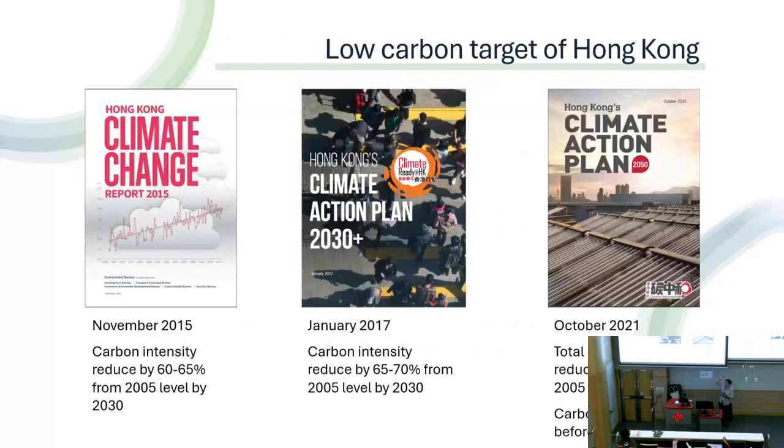So in Hong Kong, three major policy papers or white papers actually came out. In 2015, we had the climate change report, where the Hong Kong government said we need to reduce carbon intensity by 60 to 65%. Moving on to 2017, they said we need to reduce it by 2030 at the exact same level. However, recently, at least in 2021, it says to reduce by 50% by 2035 and to achieve carbon neutrality by 2050. So they added the new carbon neutrality direction from then on.